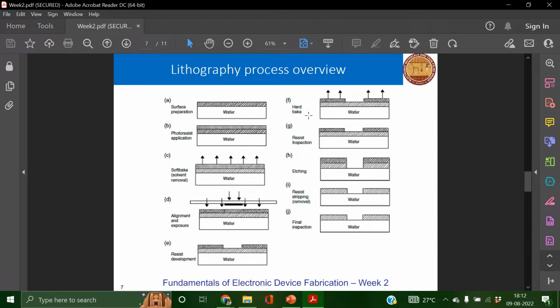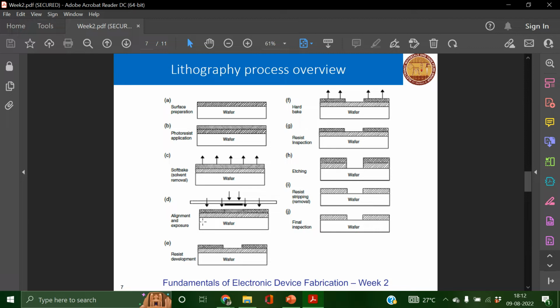So in case of lithography, first we have a wafer along with an oxide layer on top. Then we will be applying the photoresist, and it will be given a soft bake at a lower temperature to remove the excess solvent from the photoresist. And then we will be having a mask. These masks are also known as reticles, and they will have the pattern that we are supposed to make on the wafer, and it will be aligned with respect to the wafer.